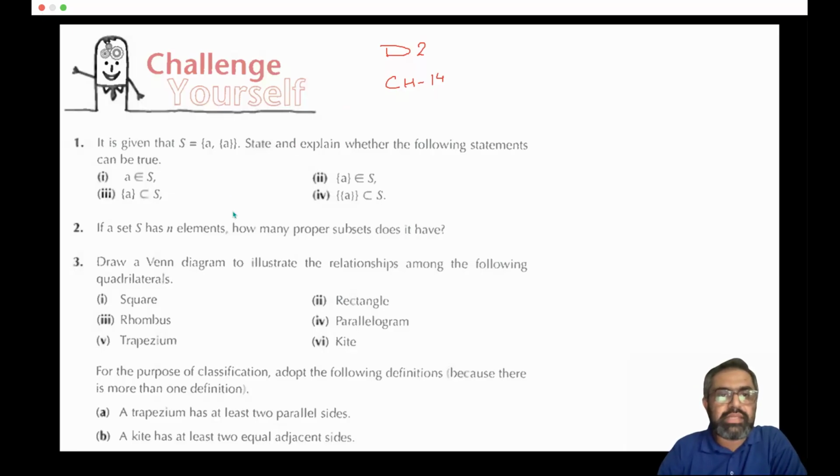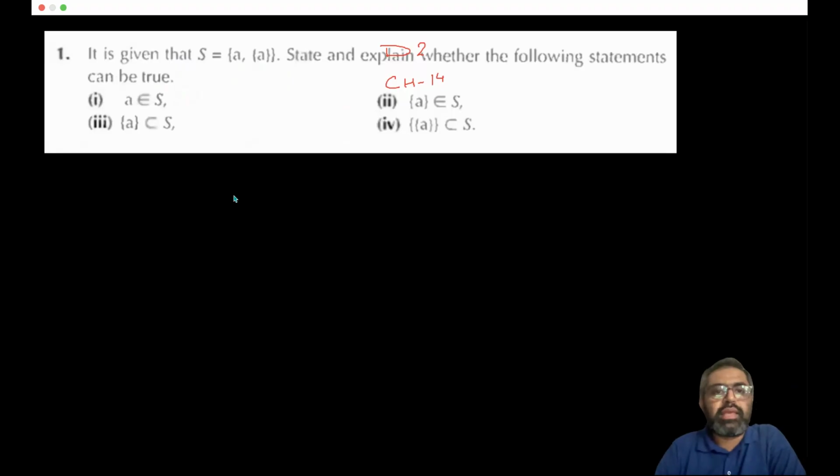So the first problem says we are given a set. It has two elements, A and {A}. So the second element is another set which contains A. So it has two elements: one is element A, the other is the set {A}. So the set S contains another set {A}. State and explain whether the following statements can be true.